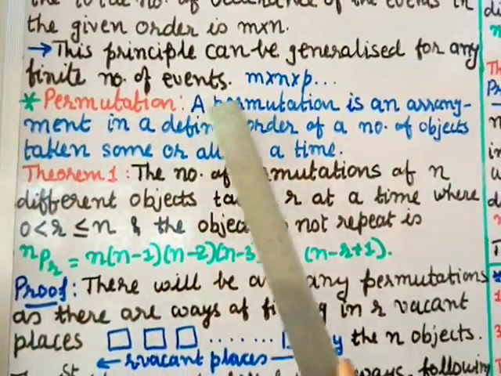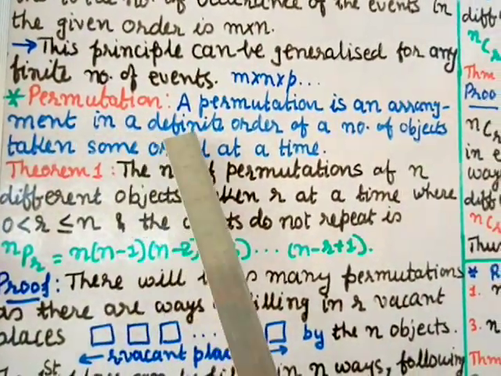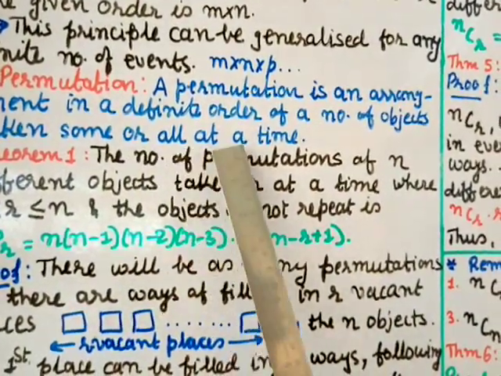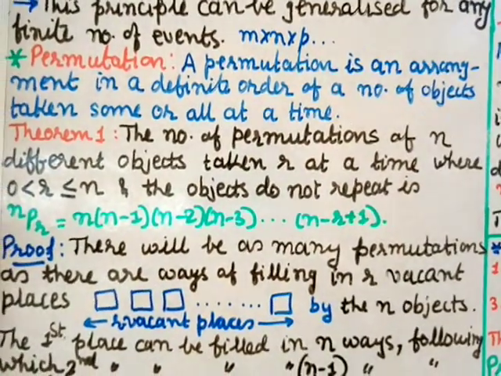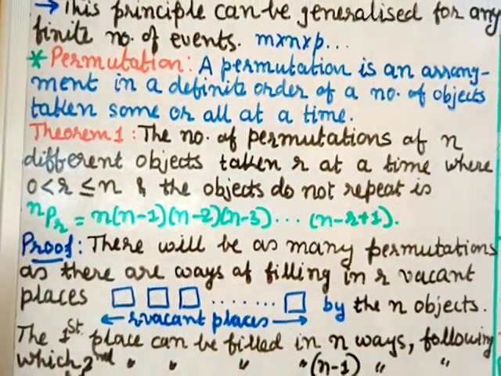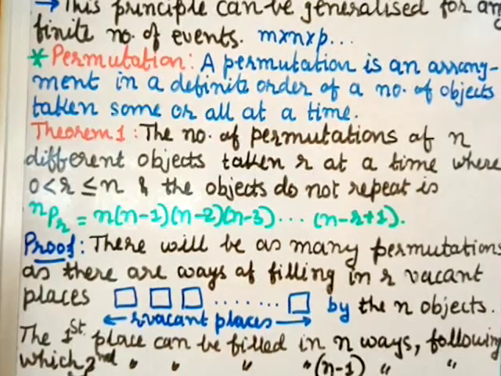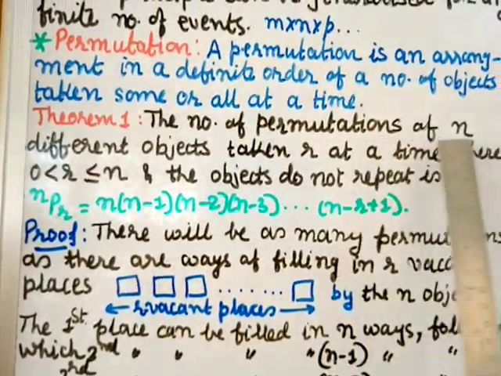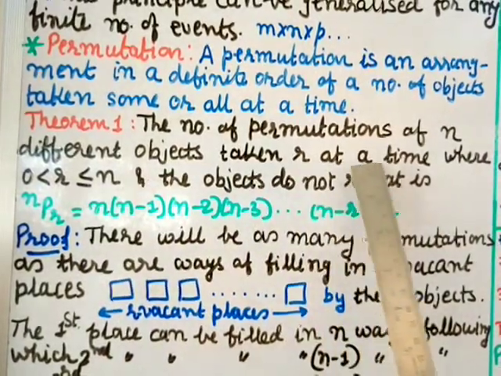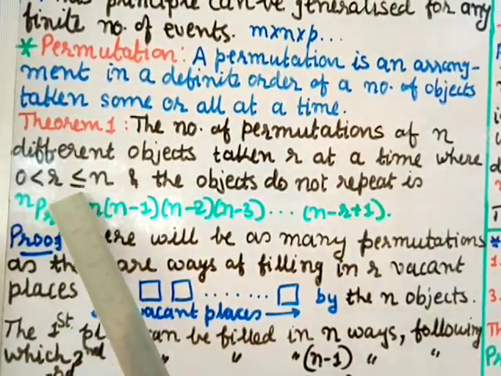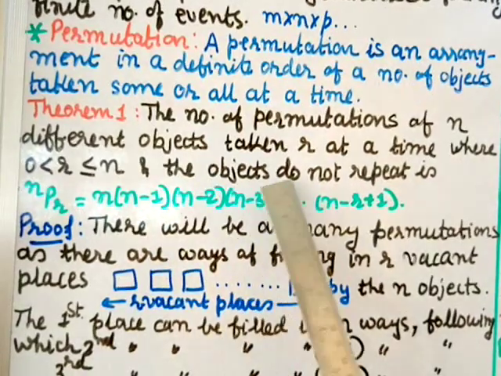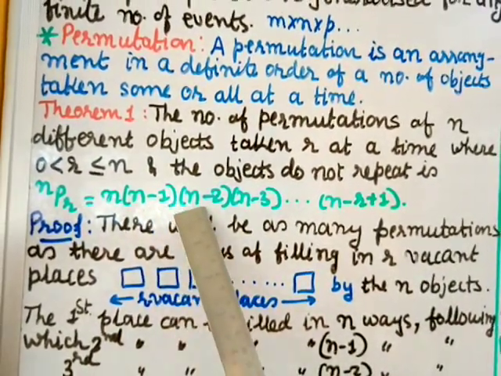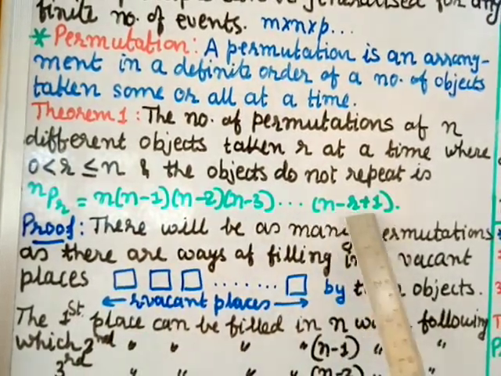Permutations. A permutation is an arrangement in a definite order of a number of objects taken some or all at a time. So permutation is the arrangement in a particular or definite order, taking some or all at a time. Theorem 1. The number of permutations of n different objects taken r at a time, where 0 less than r less than or equal to n, and the objects do not repeat, is nPr equal to n into n minus 1, n minus 2, n minus 3 up to n minus r plus 1.